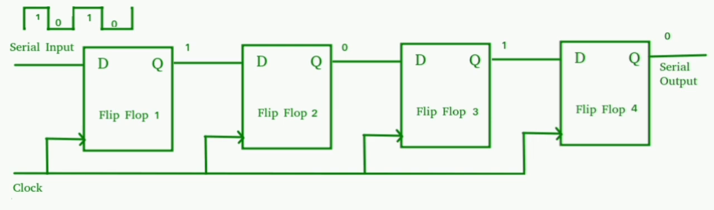SAR type, successive approximation register type ADC: the number of clock pulses required for n-bit conversion = n, so maximum conversion time = n × Tclock. In a SAR ADC, the conversion time is independent of the input analog voltage.